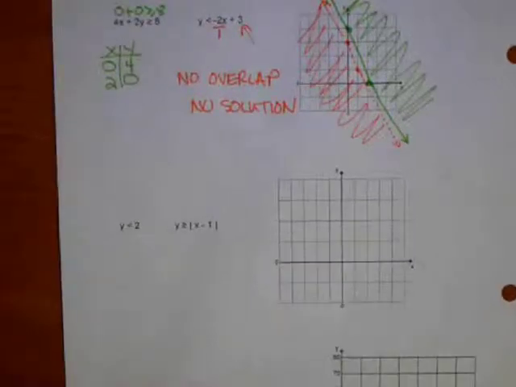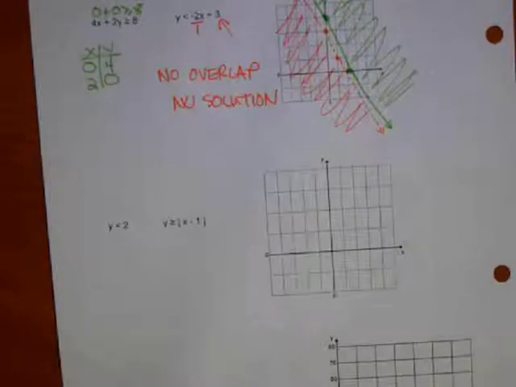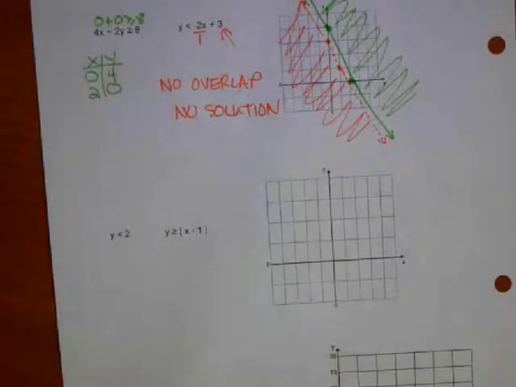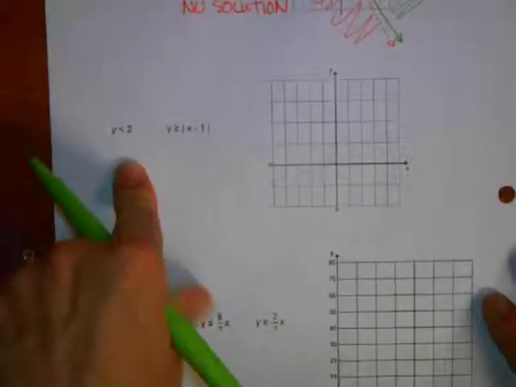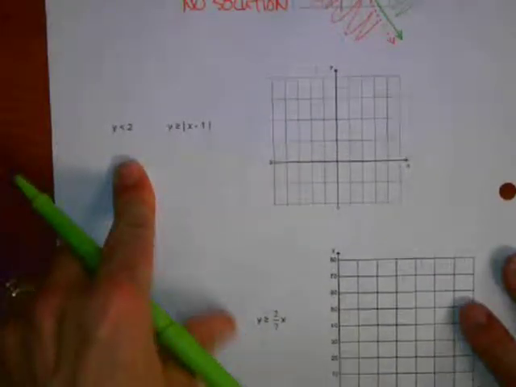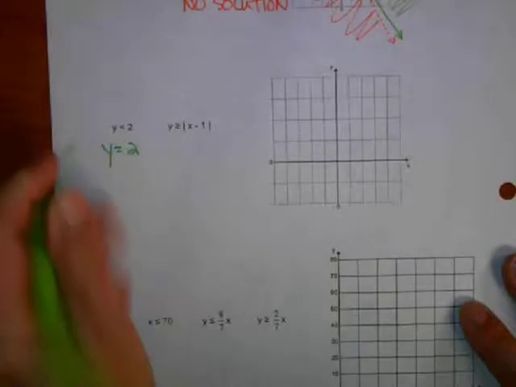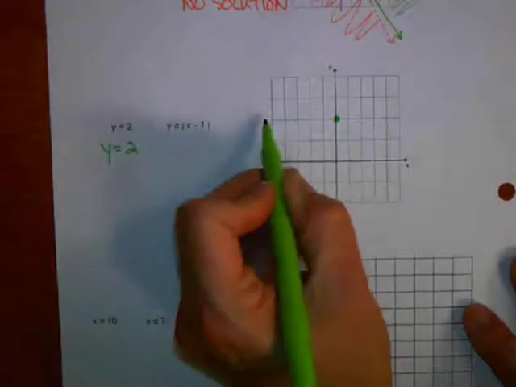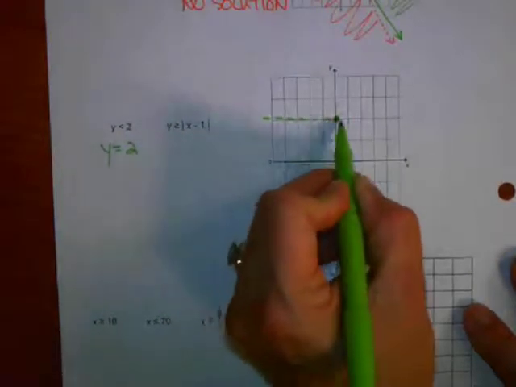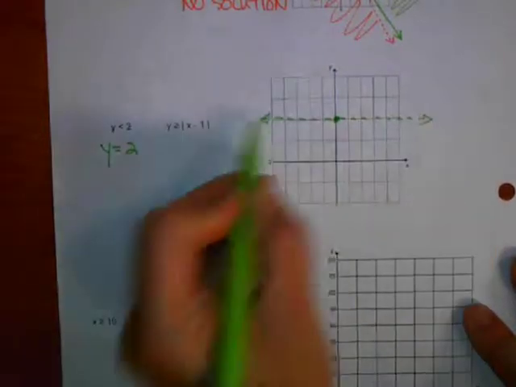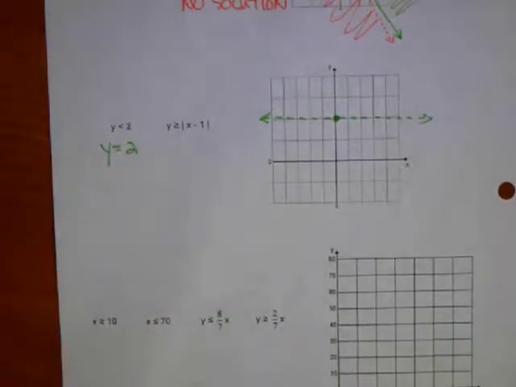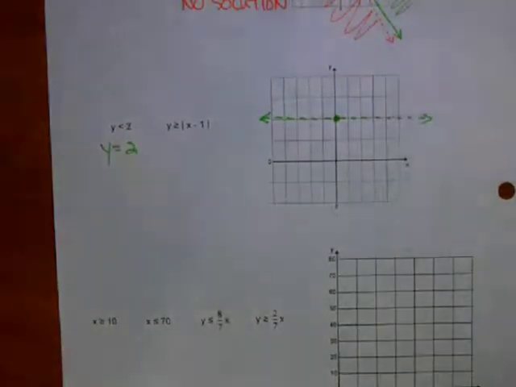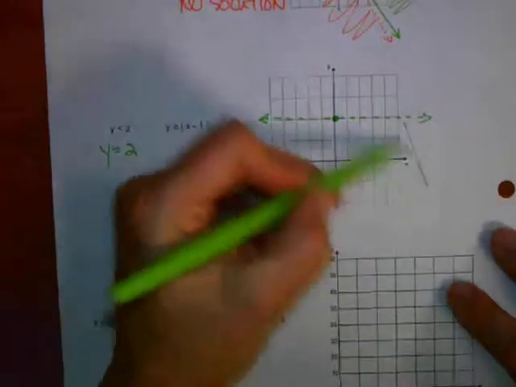It's tricky, I know. All right, let's do this one. Y is less than 2. What kind of line is this, you guys? Horizontal. If I write it as an equal, it's a horizontal, and the Y is 2. It's a dashed line through there. It says all the Y's are less than that, so I shade below.